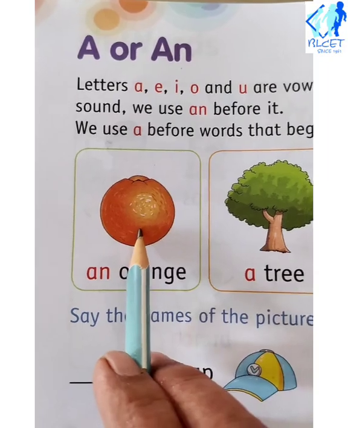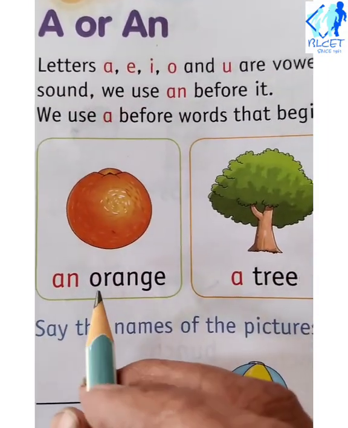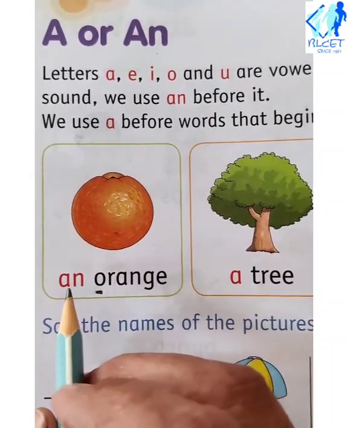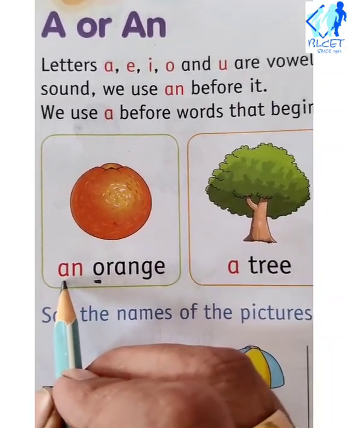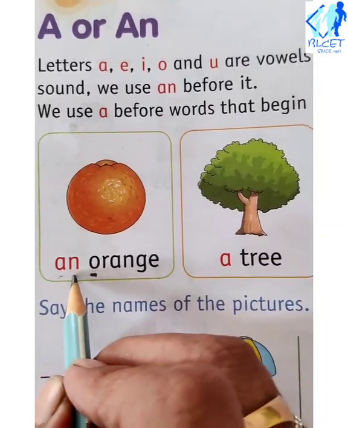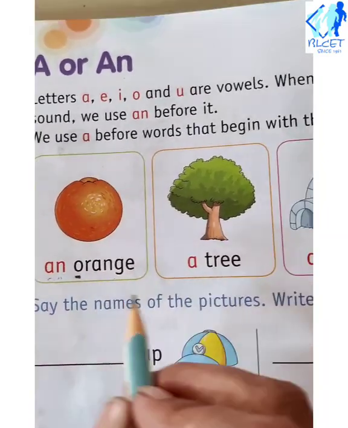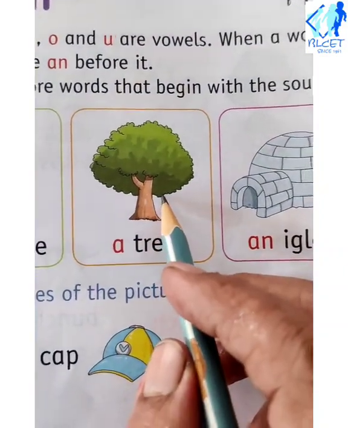This is orange. And orange starts with a vowel sound, O. So, what we have to write here? An orange. An orange.